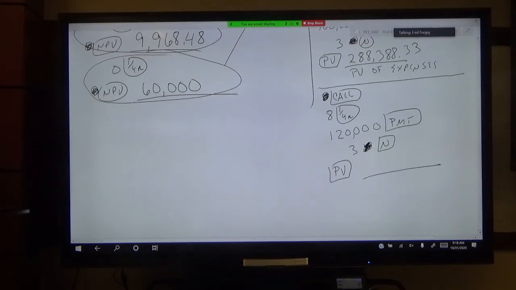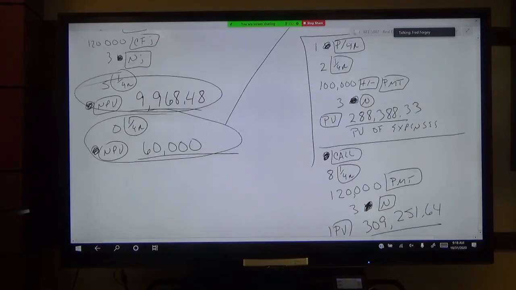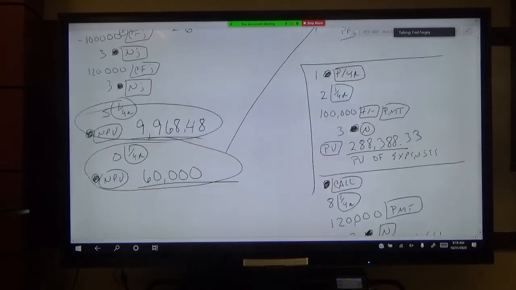But here's the thing, we're not going to be done with that. And hopefully, those of you out there on Zoom and also here, you're going to understand why we're not going to be done with it. So let's just put it in first. And what we get is 309,251.64. Okay, so let's explain why we are not done with it.